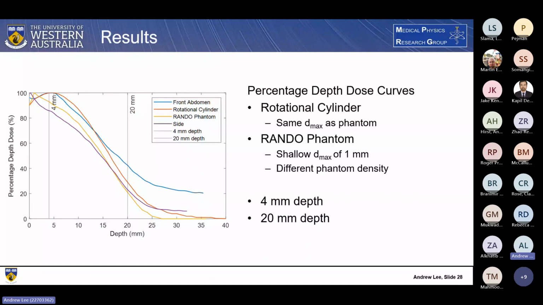So the Rando phantom is just above 20%. And so this is primarily due to our decision not to use a beam spoiler as well as a scattering foil. So normally they're used to increase uniformity. So our uniformity was deemed sufficient without it. But of course, that does mean that we do get slightly higher doses at depth, which is something we have to potentially consider again.